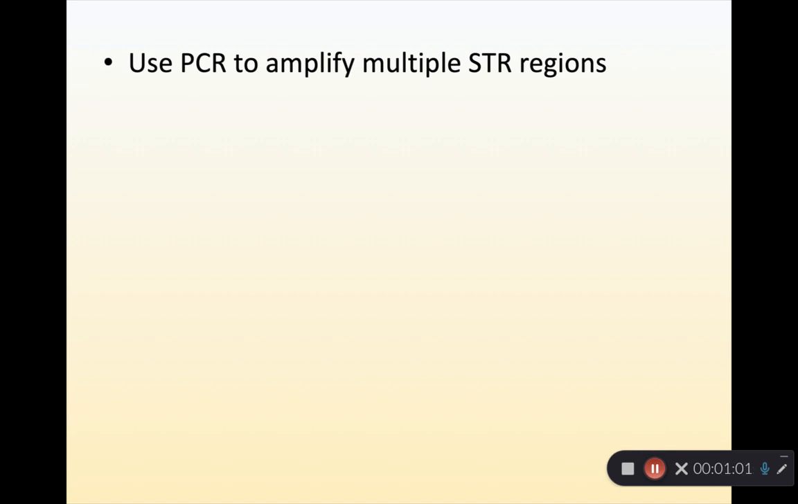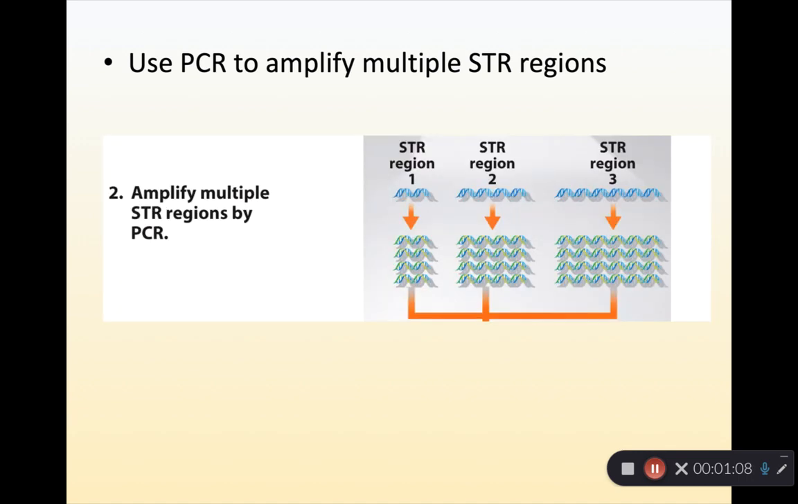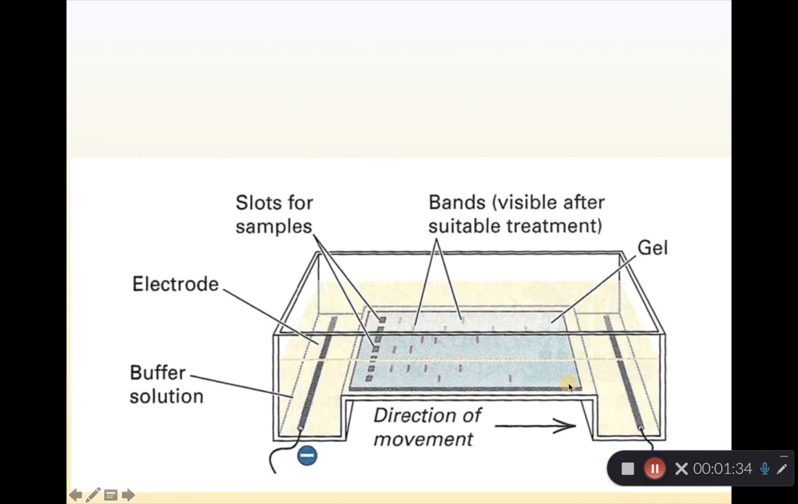The next step is to use PCR to amplify those multiple short tandem repeat regions. And so what you do is you amplify multiple short tandem repeats for each PCR. And again, we use primers to say we're only going to be selecting this one specific region for this short tandem repeat region. And we do this multiple times until we get a large usable sample for PCR.